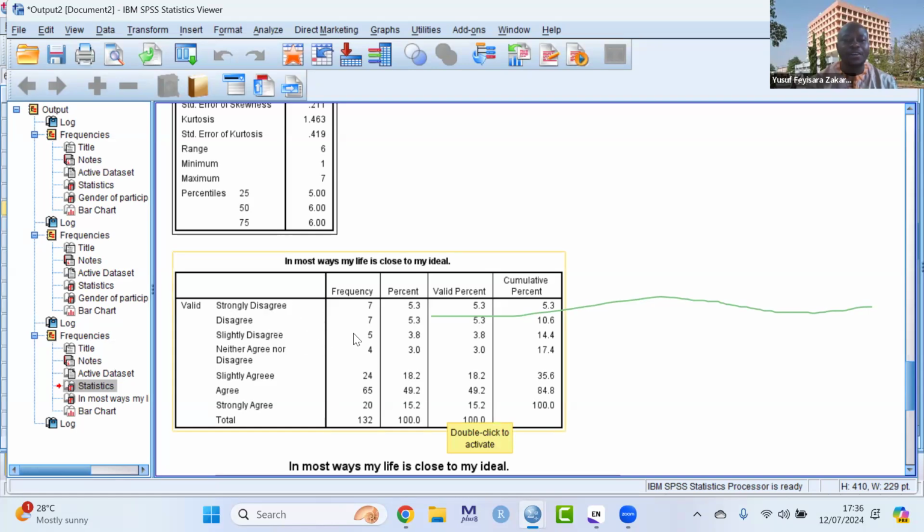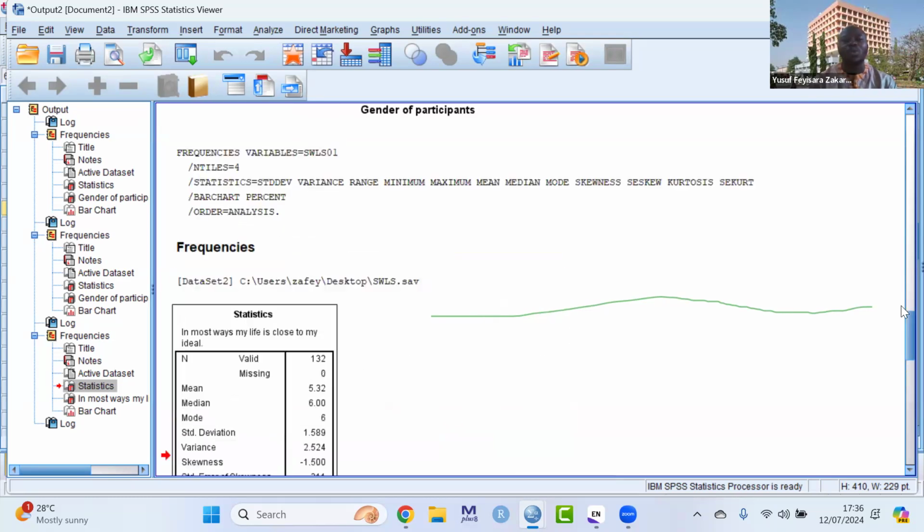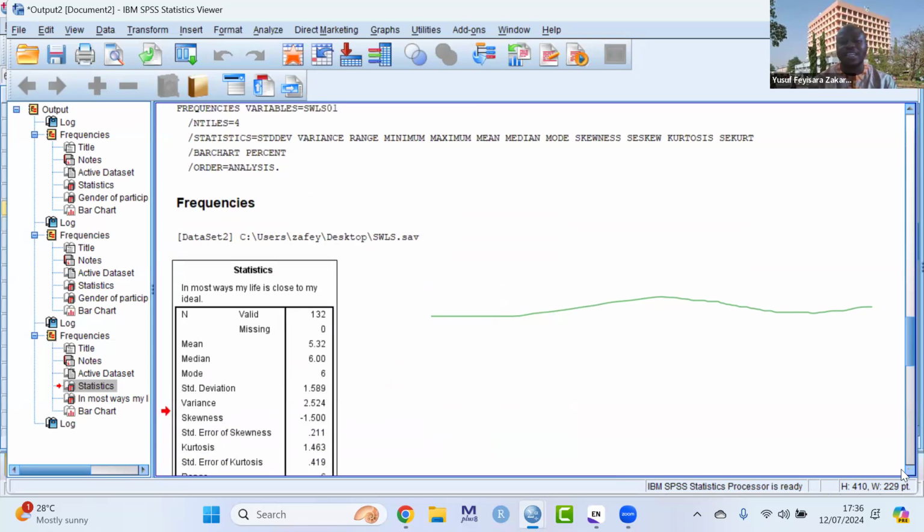Strongly disagree, I think it is not even captured here. The number of times it appears. Yeah, that is the agree, right? That is agree. You know, we rank this: strongly disagree is 1, disagree is 2, slightly disagree is 3, neither is 4, slightly agree is 5, agree is 6, and then strongly agree is 7. So agree is 6. Look at how many times it appears: 65 times. And that is why the mode here is 6.